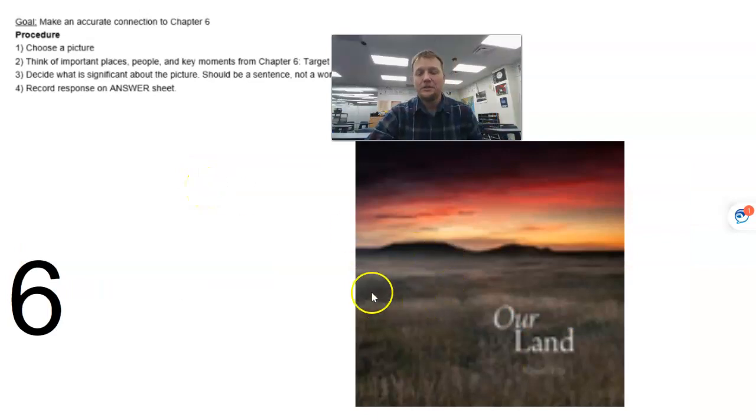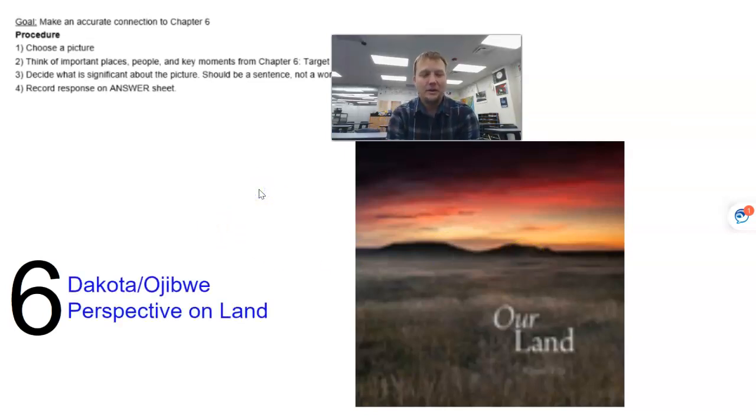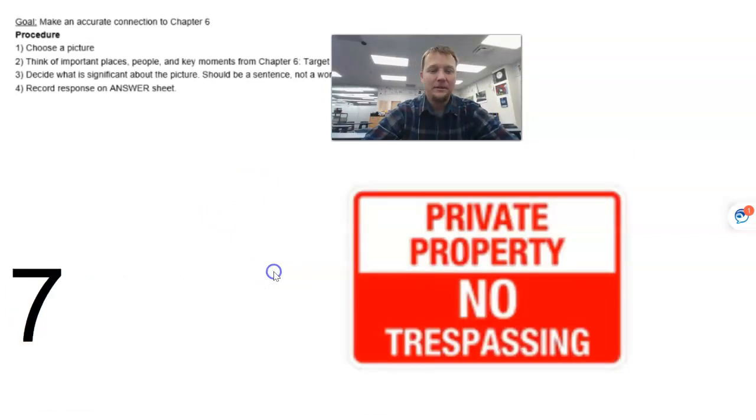This picture here, which is a land and says "our land" on it, is there to represent the Dakota or Ojibwe perspective on land. You could talk about land being given to the newcomers. You could talk about land being taken away from the Dakota and Ojibwe. Depending on what perspective you chose, the idea here was something about that land changing hands.